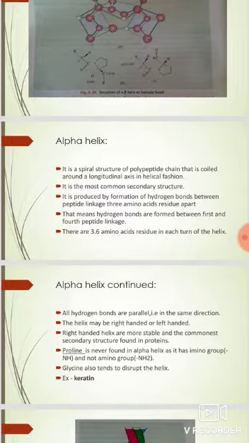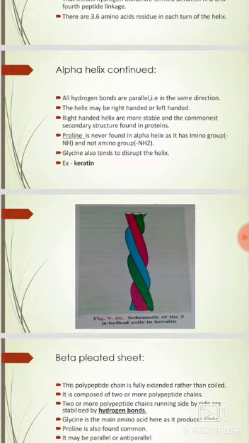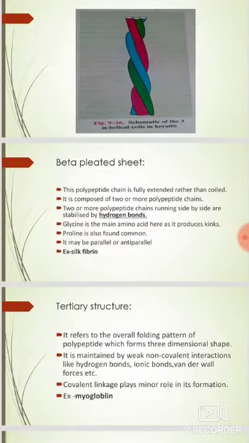Proline is never found in alpha helix as it has an imino group and not the amino group. As we know that the amino group is present in the peptide chain or the protein, but proline has an imino group. Hence, proline is never found in alpha helix. Glycine also tends to disrupt the helix. Example is keratin. This is the figure of alpha helical coil in the keratin.